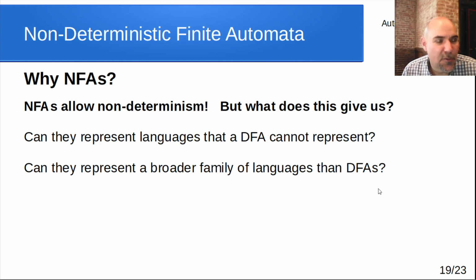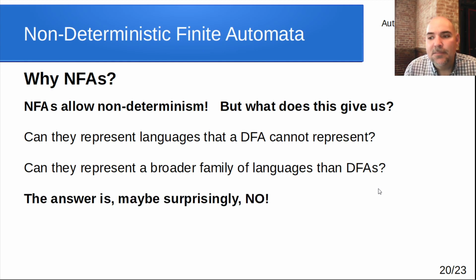The initial reaction most people have is that free will gives you power to do things you couldn't do without it. And the surprising answer, at least if you tie that free will concept in with finite automata, is, maybe surprisingly, no. It does not give you any additional power to do things you couldn't do with a DFA. So if you have free will or you don't, it doesn't give you the ability to do anything that a robot couldn't be made to do, where it was a victim of fate.